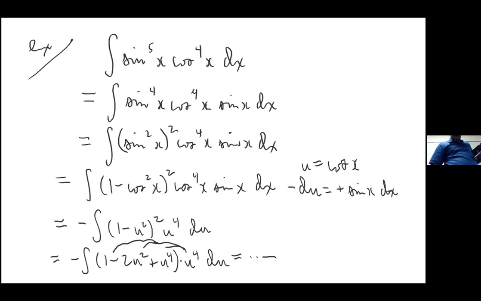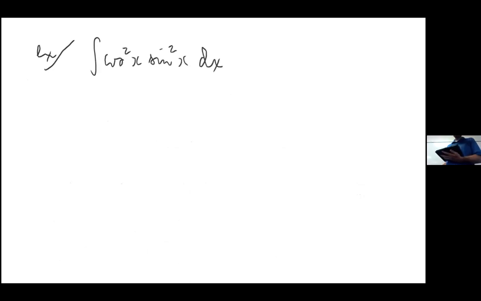Oh, right. We're in the examples phase right now. So let's go back in here and we'll do another example. Here's an example, very simple. Example: integral of cosine squared of x, sine squared of x, dx. What are you going to do?